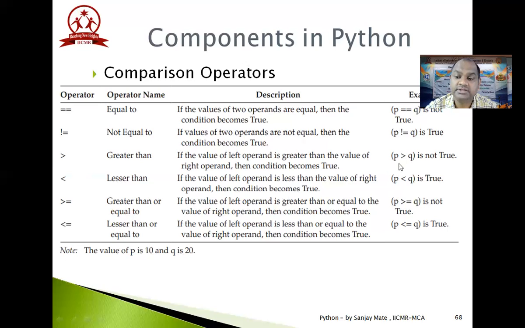Here we have given an example. The value of p is 10 and the value of q is 20. So p is less than q is true. p is greater than q is not true, because p is less, that is false. p is less than q, yes, it's true. p is greater than or equal to q, it's false.